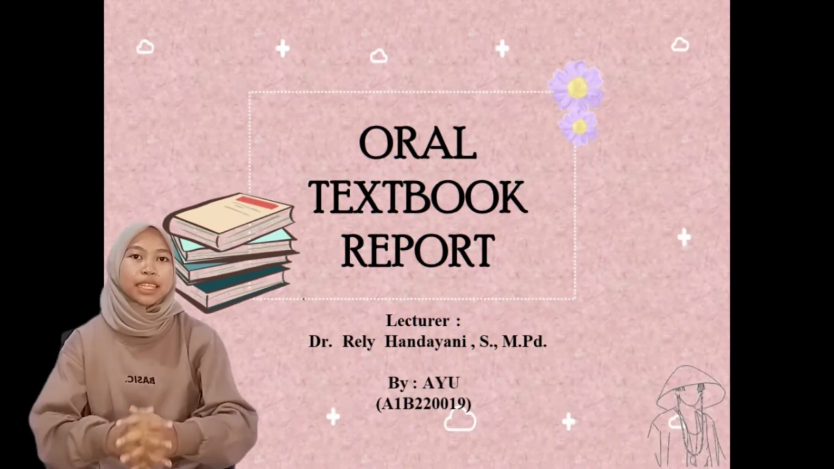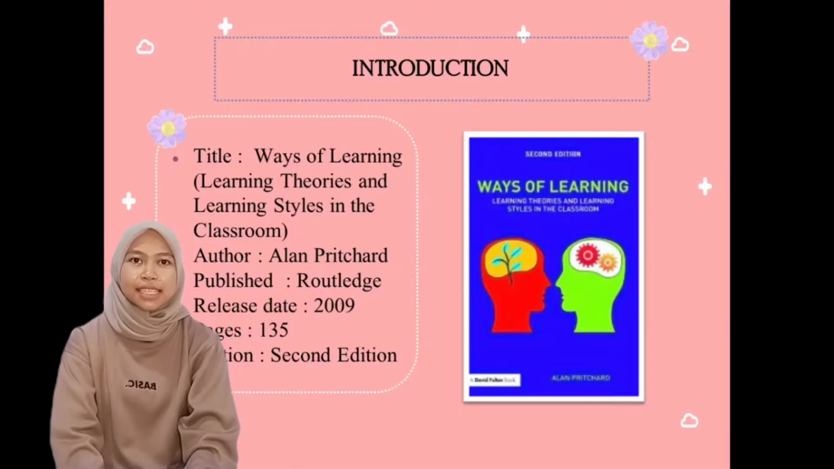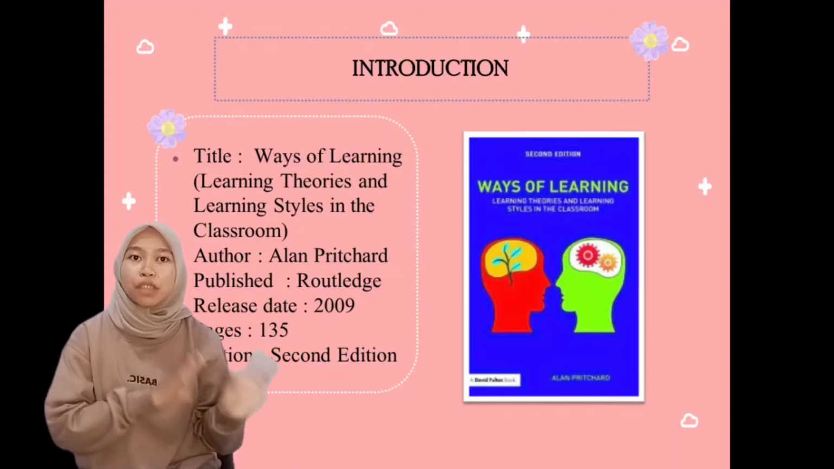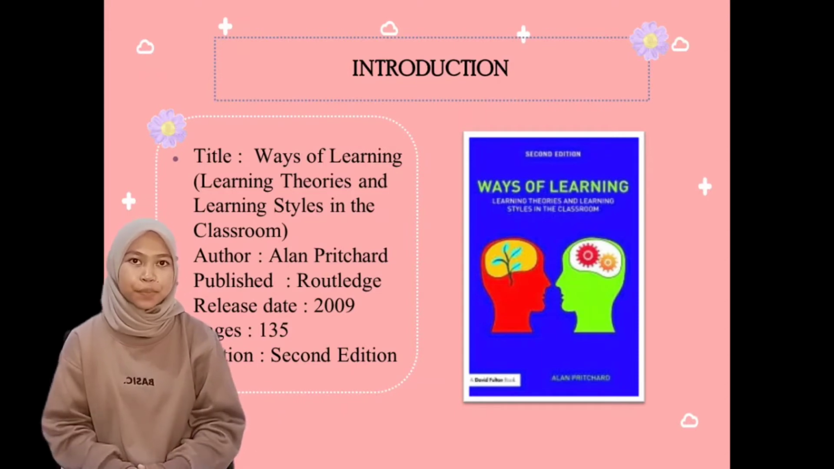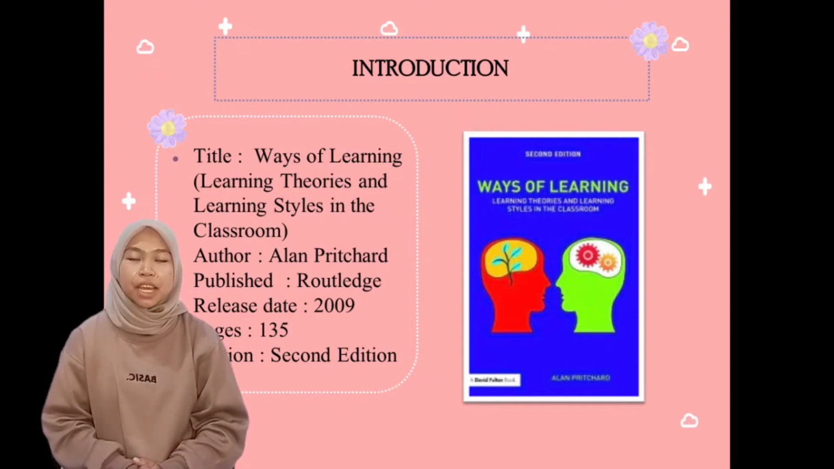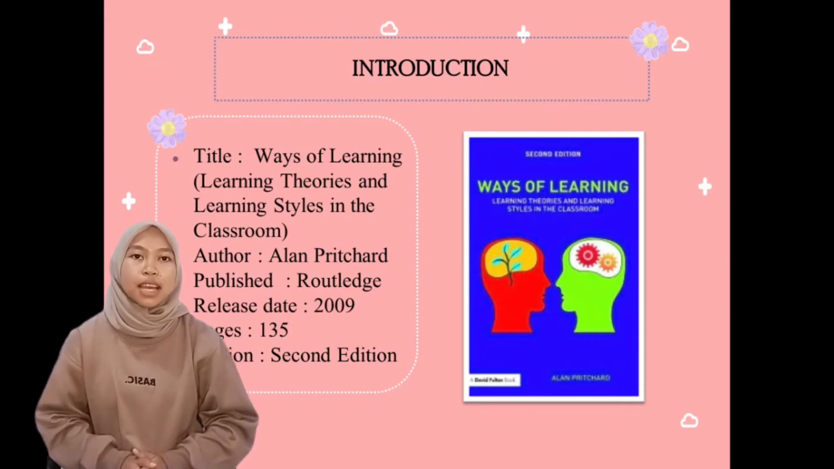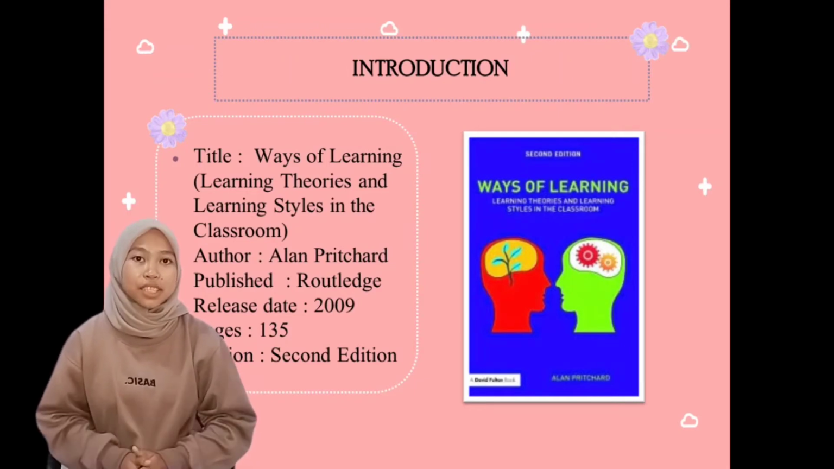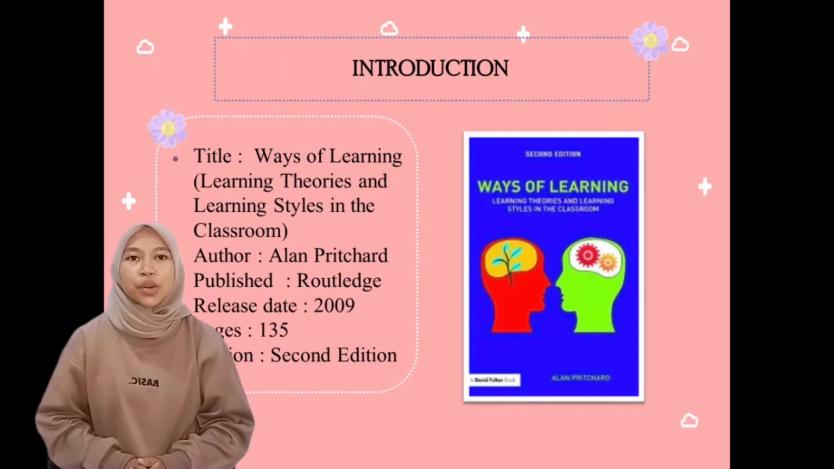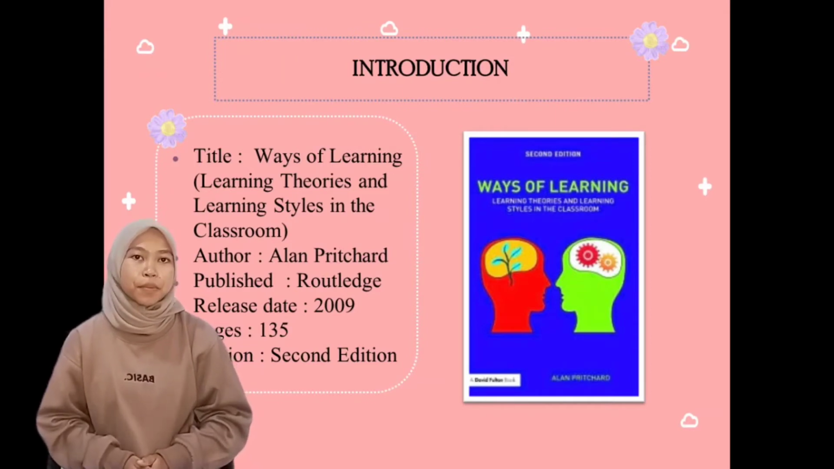In this video, I will discuss an oral textbook report. The book I will report is Ways of Learning or Learning Theories and Learning Styles in the Classroom, authored by Alan Pritchard, published by Routledge, and released in 2009. The book has 135 pages, and it is the second edition. You can see the cover of this book in my PPT.